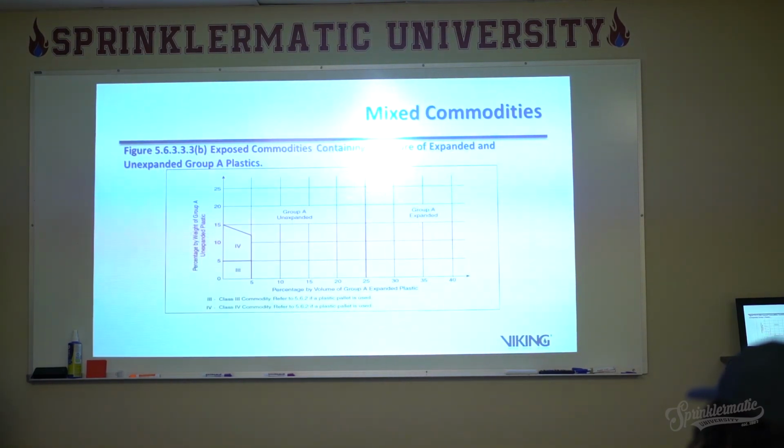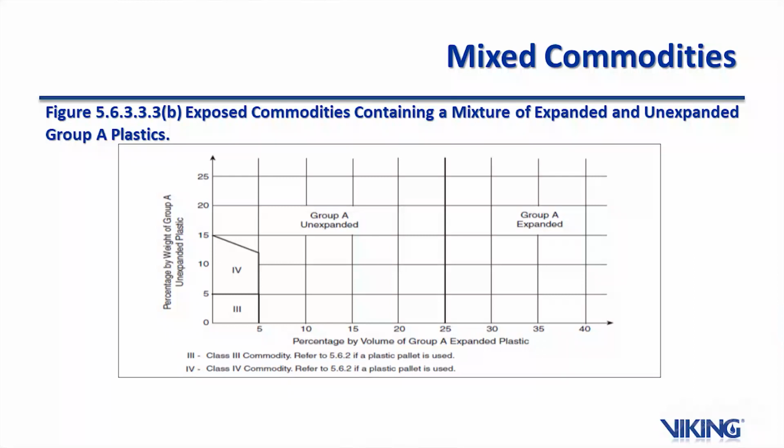All right, the same thing applies in figure 5.6.3.3, exposed commodities containing a mixture of expanded and unexpanded group A plastics. Once again, in this case, we're saying 5 and 5 or 15 and 5 by volume.